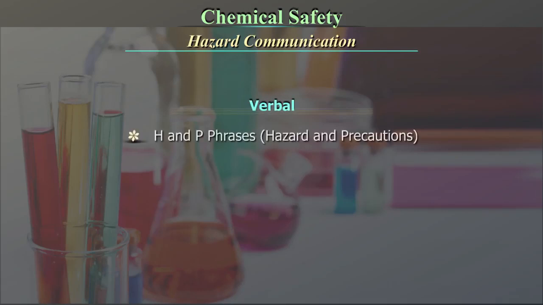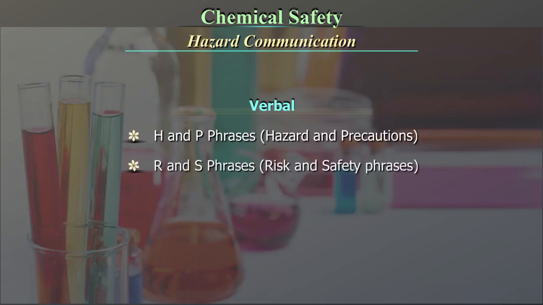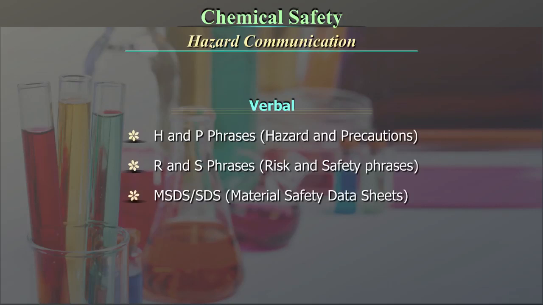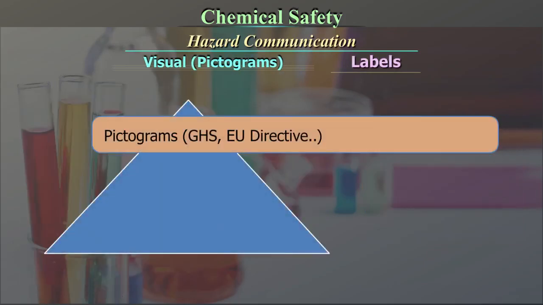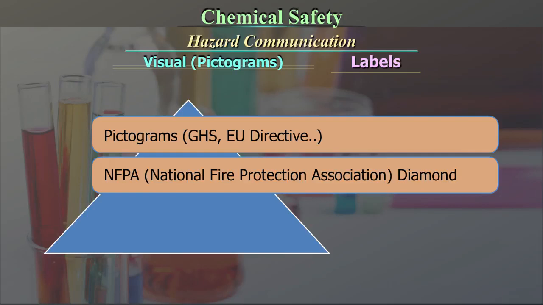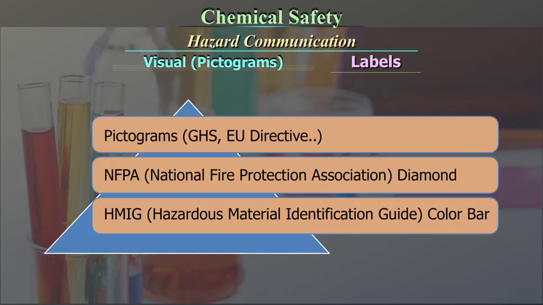Verbal: H and P phrases, hazard and precautions. R and S phrases, risk and safety phrases. MSDS or SDS, material safety data sheets. The visual hazard communications are of 3 kinds: labels, pictograms, GHS EU Directive; NFPA, National Fire Protection Association, Diamond; and HMIG, Hazardous Material Identification Guide, color bar.